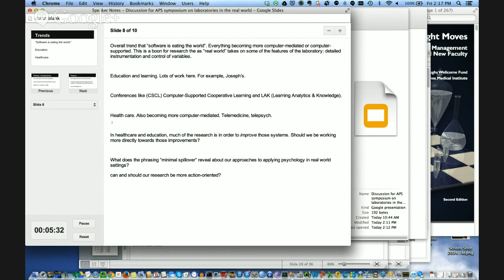So in healthcare and education, much of the research is in order to improve those systems. And I asked, should we be working more directly towards those improvements? In the slides, at least in an early version, you had that there's minimal spillover from the lab to the real world settings. That's a very passive frame to how the research gets into practice. So I asked whether we should have our research be more action-oriented.